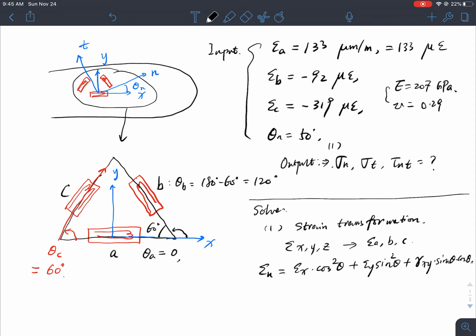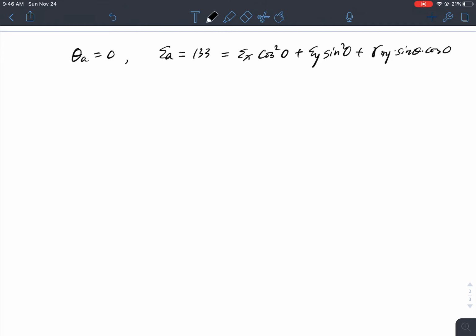So now how are we going to use it? Let me flip the page, because we know theta A equals 0 degrees. So we have strain A, which is 130 microstrain, equal to epsilon x cosine squared theta, which is 0, plus epsilon y sine squared theta, 0, plus gamma xy sine theta cosine theta.